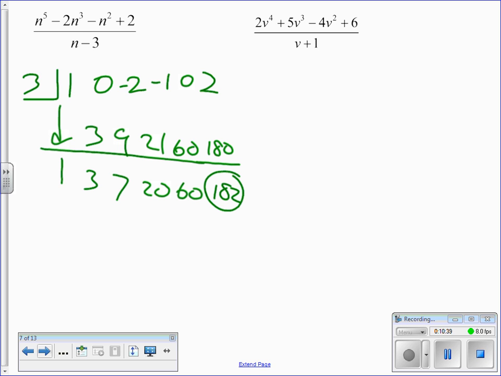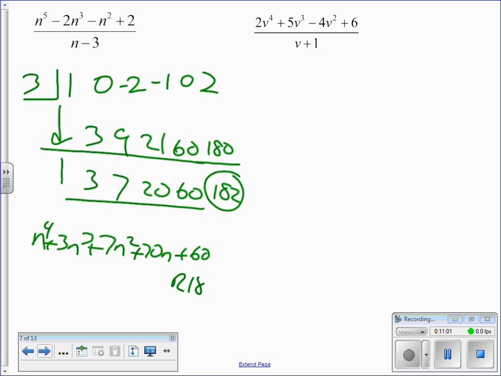My remainder, my answer. I started with n to the 5th. That means I'm going to start my answer with n to the 4th. N to the 4th plus 3n cubed plus 7n squared plus 20n plus 60 with a remainder of 182.